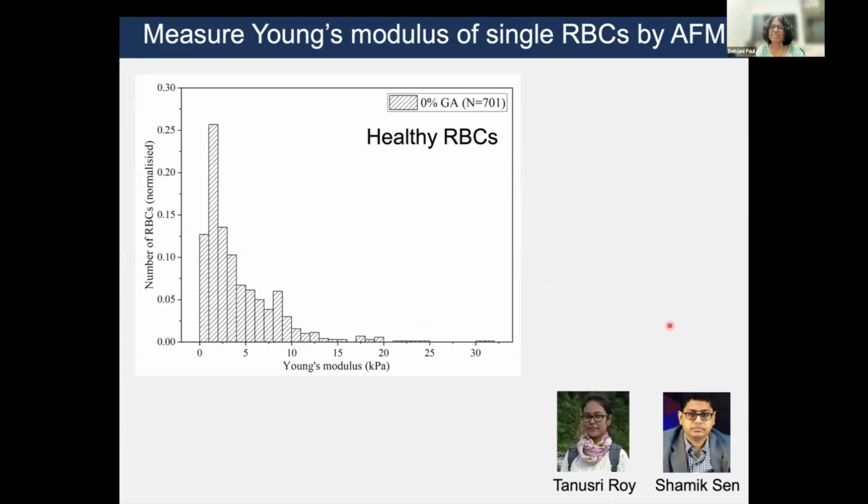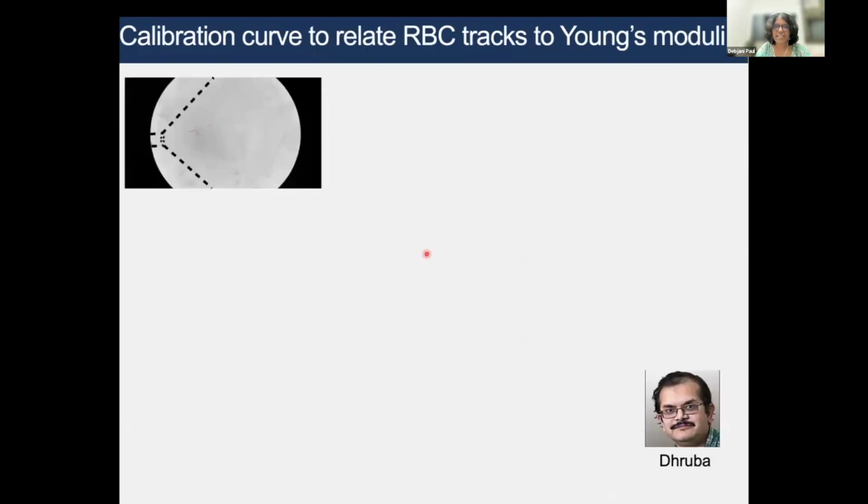So now we have one distribution from AFM and another distribution from microfluidics, which gives you the position of the RBCs. So how do we relate the two? And this is what our calibration curve does.